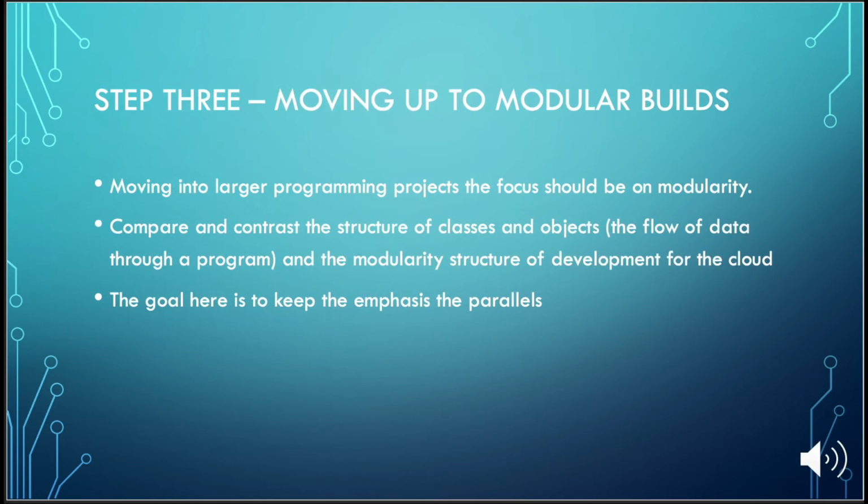Step 3, we'd be moving up to kind of mid-sized modular builds. We'd be moving into larger programming classes and projects where the focus would be on modularity of the program. How does a distributed system make this larger program work? We can then use this as kind of a compare and contrast with the structures of classes and objects in traditional OOP, so thinking about the flow of data through a program and the flow of data through a program on the cloud, to get them to understand that the modularity of structure is something that works on multiple levels. And the goal here is to keep an emphasis on those parallels, on what's the same, on what's different, on why we make the choices we do.